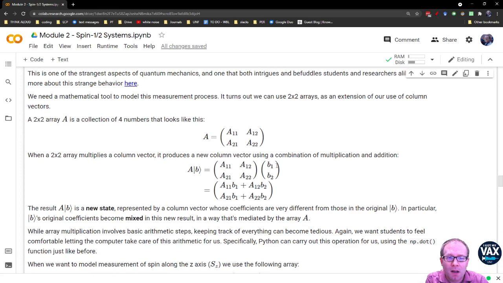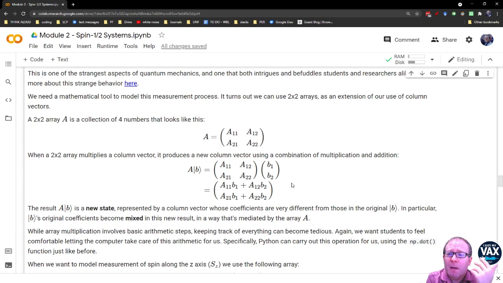It multiplies onto the state in a pretty straightforward way. Basically, you take the top 2 elements, multiply them by B1 and B2, and then add the results together. Then to get the next element, you take the bottom 2 elements, multiply by the state elements, and then you get this combination. It's not difficult in terms of the actual math, but it is a lot to have to keep track of, right? That's a lot of coefficients to have to worry about.